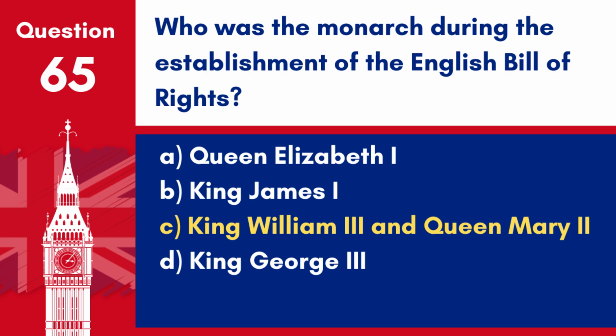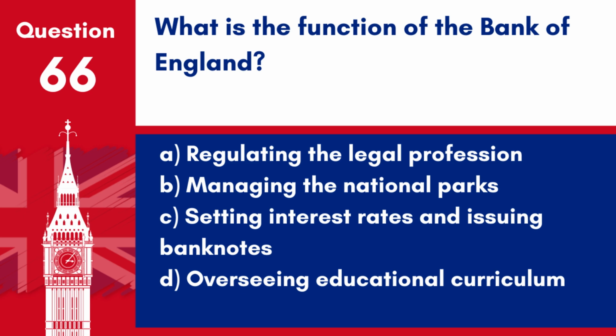The English Bill of Rights was established in 1689 during the reign of King William III and Queen Mary II, following the Glorious Revolution. Question 66. What is the function of the Bank of England? A. Regulating the legal profession.